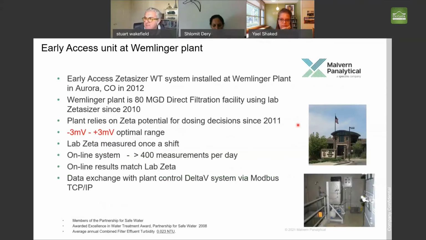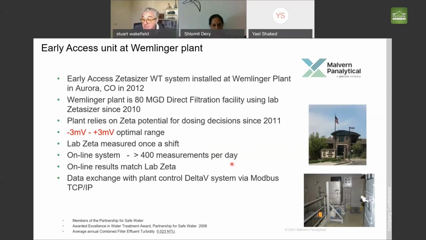So here's another plant. This is another large plant, 80 million gallons a day, but this is a direct filtration facility. Same concept, still chemical dosing, but using a direct filtration process. They typically are looking at dosing between -3 and +3 as their optimal range. They used to measure Zeta potential in the lab, typically once a shift. Now they have moved to an online system and they're typically measuring about 400 to 450 measurements per day.